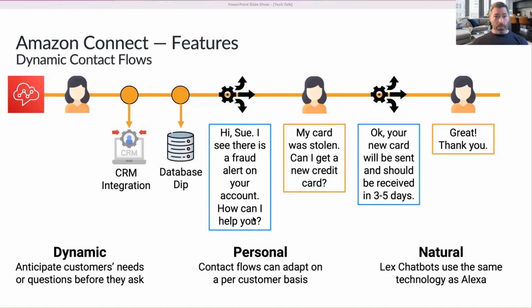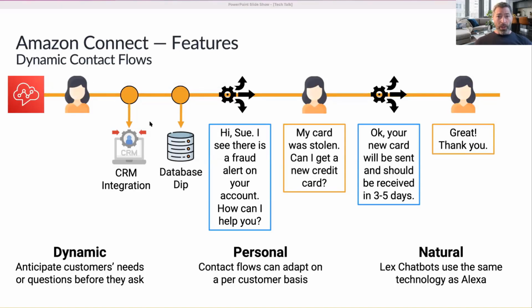Okay, and then Sue can use speech recognition. We can use the same thing that powers Alexa to say, hey, I think my card was stolen. Can I get a new card? And we could say, okay, your new card should be received in 3 to 5 days. And Sue says, thank you, and hangs up. Right? In this particular example, we didn't even have to invoke an agent, potentially. This could have all been automated, okay? And very natural for Sue to interact with as well.